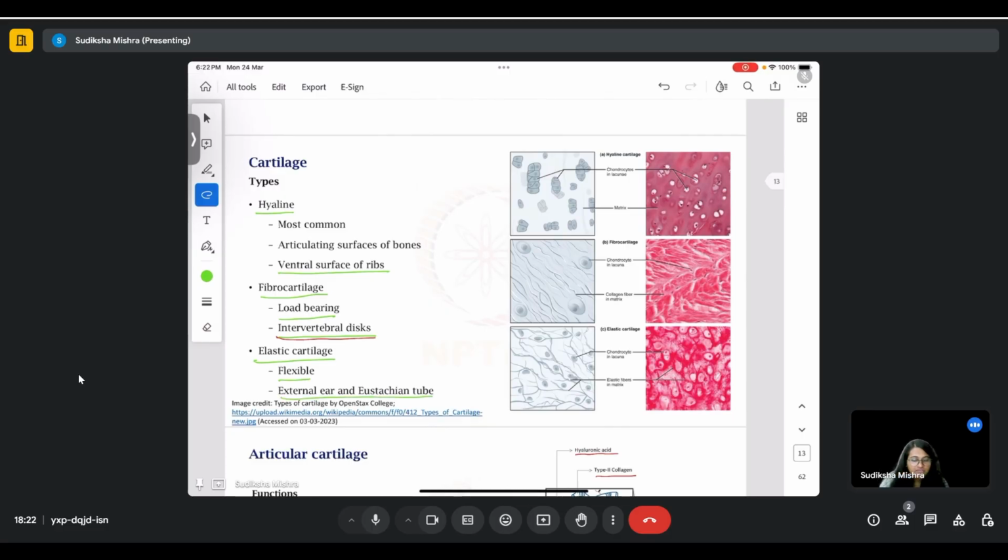If you see the structure of these, the structure also varies. You can see that the hyaline cartilage has very little fibrous material in it, whereas fibrocartilage, as you can see, has these fibers in it, which is essential because they have a load bearing function. And elastic cartilage has these networks in it, which aid the flexible component of these tissues.